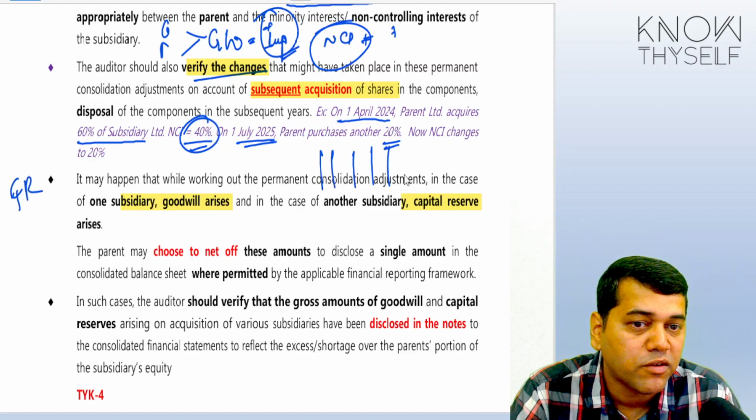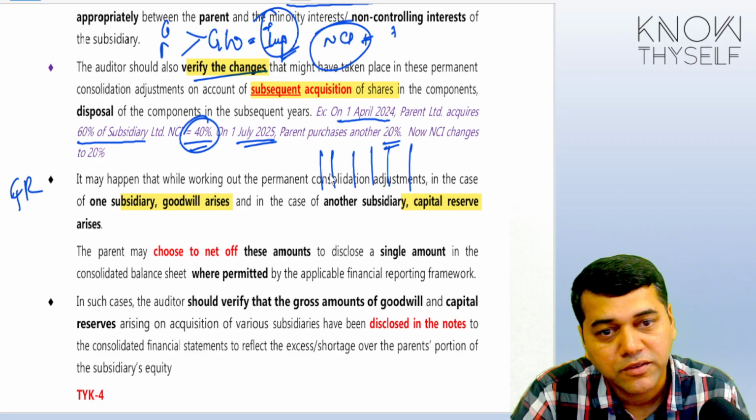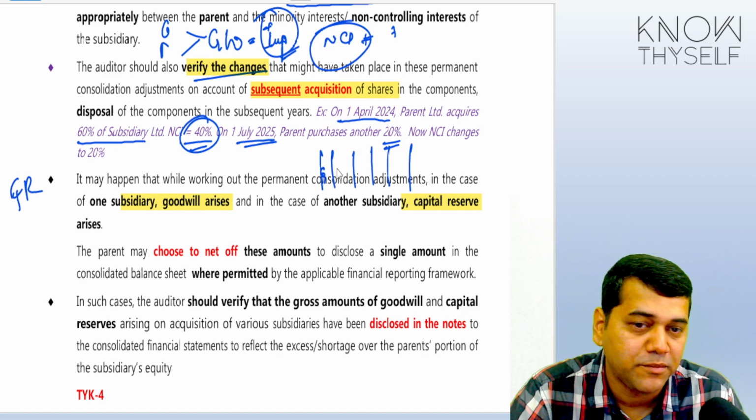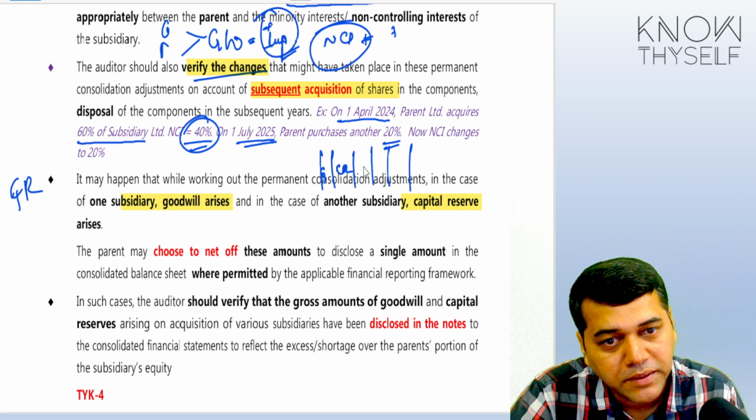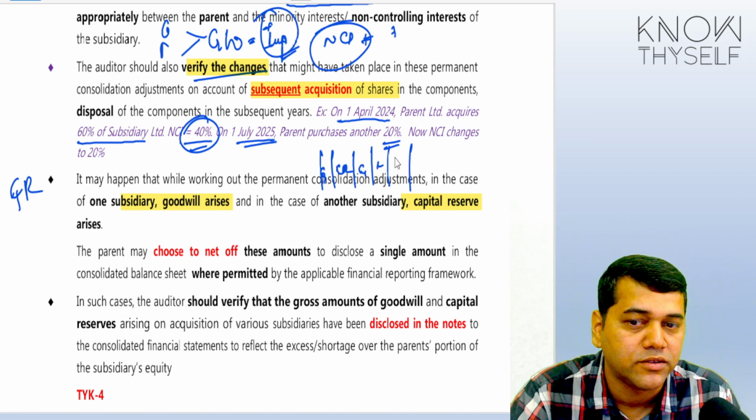They are given in the form of a table. That means in one case, there is a goodwill. Another, B Limited, there is a capital reserve. C Limited, there is a goodwill. D Limited, there is a capital reserve.